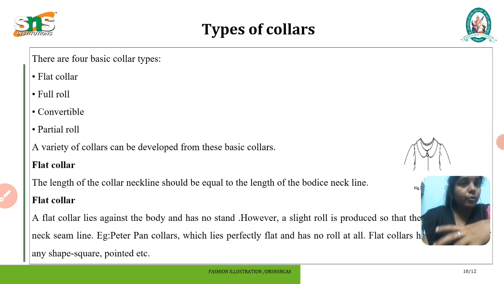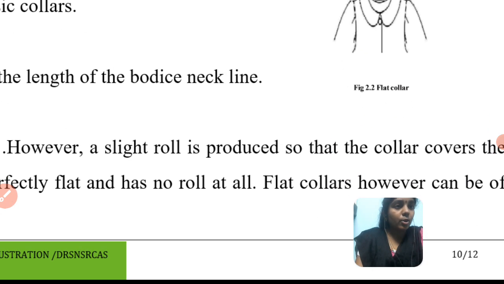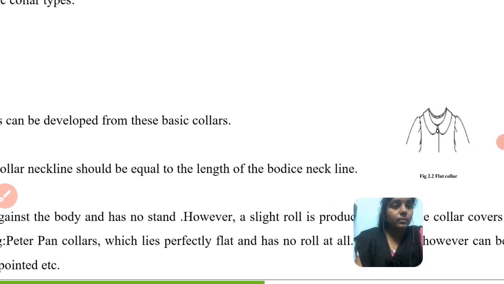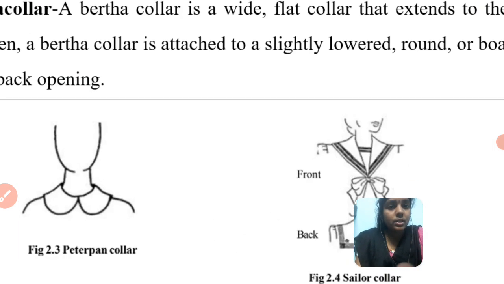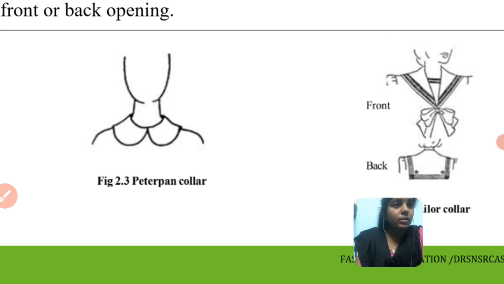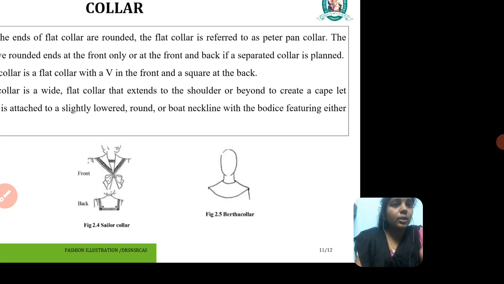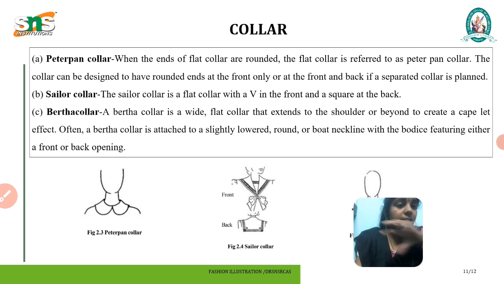So what are all the types of collars? Flat collar, full roll, convertible, partial roll. Those are some of the types of collars. Here we see the first collar. It is a flat collar. Next one is the Peter Pan collar, and this is a sailor collar, and this is the Bharat collar. So those are mainly used. Those are the basics of the collars. Those types are very basic types.